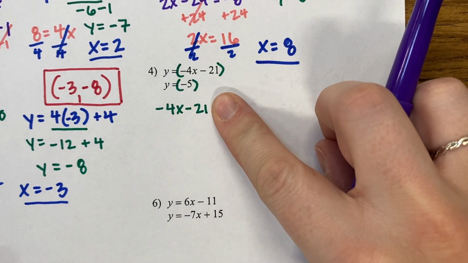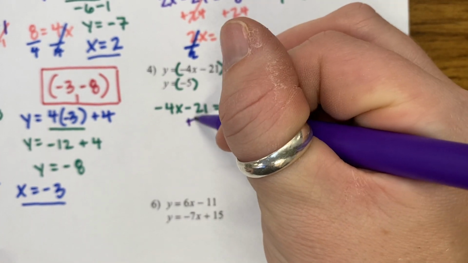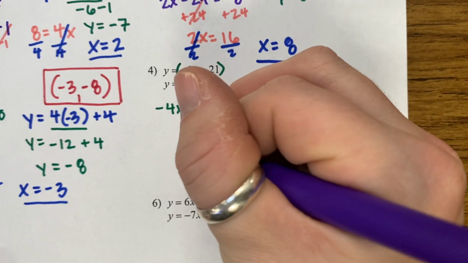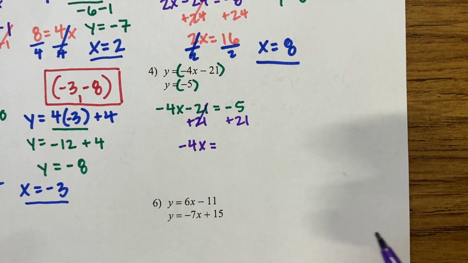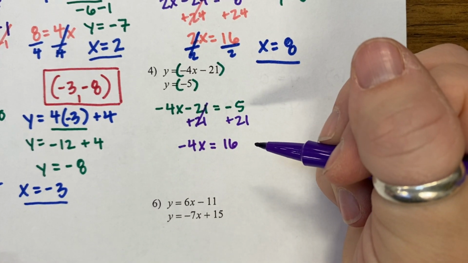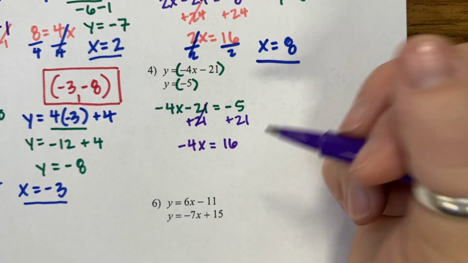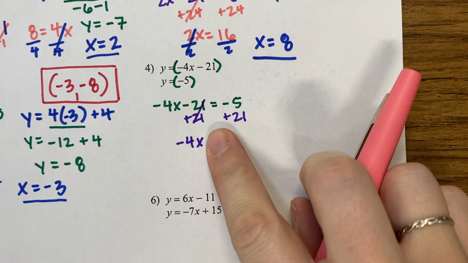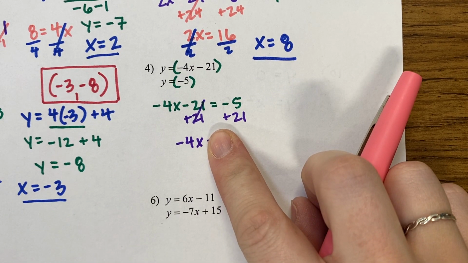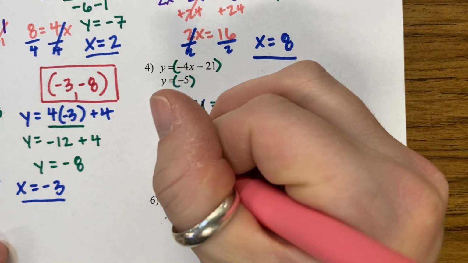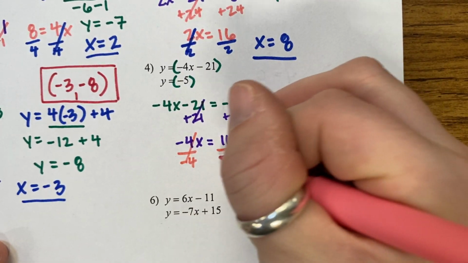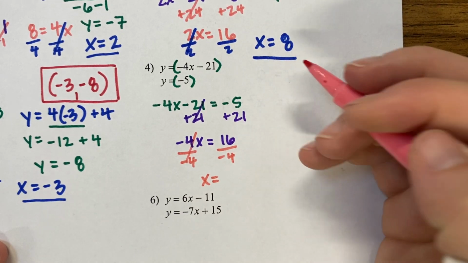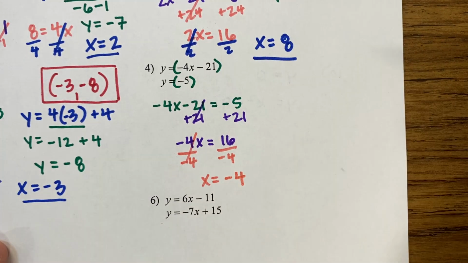So the first thing I got to get rid of is negative 21. So I do the opposite, positive 21. Okay, so I have negative 4x equals positive 16. Okay, so now I have my last step for solving for x. The opposite of times by negative 4 is divide by negative 4. So I know that my x is equal to 16 divided by negative 4, which is negative 4.